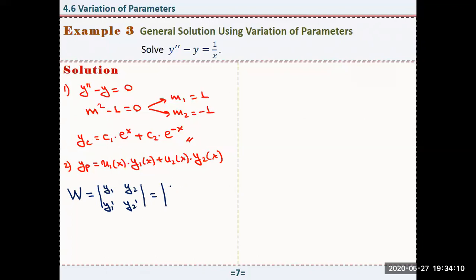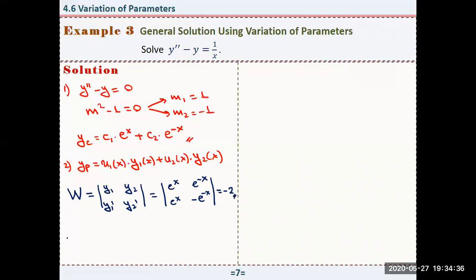which is equal to: y sub 1 is e to the power x, and here we have e to the power negative x, and here we have the derivative of this function, e to the power x, the derivative of this function, minus e to the power minus x, right? And which is equal to, this equals 1, right? Negative 1 minus 1, so that's equal to negative 2.